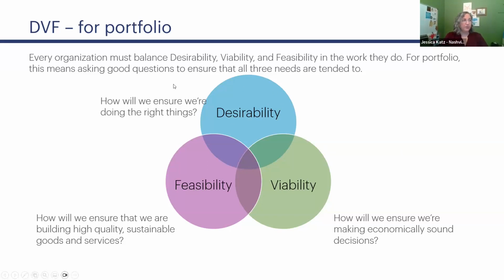So how will we ensure we're doing the right things? How will we ensure we're making economically sound decisions? And how will we ensure that we are building high quality, sustainable goods and services? And that's the essence of the portfolio. It's almost like a check and balance, the portfolio, keeping an eye on things, making sure we're making the best choices we can, and that we're learning from the choices that ended up being not great.